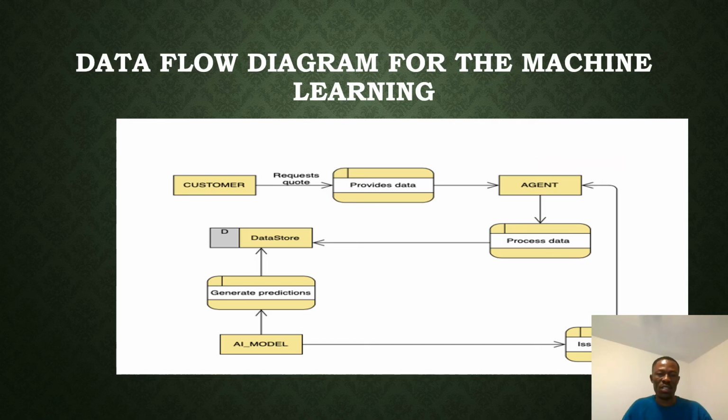Data flow. This is how the data is going to flow. It flows from the customer's perspective, where the customer provides data to the agent, the agent processes the data, it is kept in the database, and then it is being sent to the model for prediction. The model does its prediction, and then it is sent back to the agent, and then the agent now issues the process to the customer.